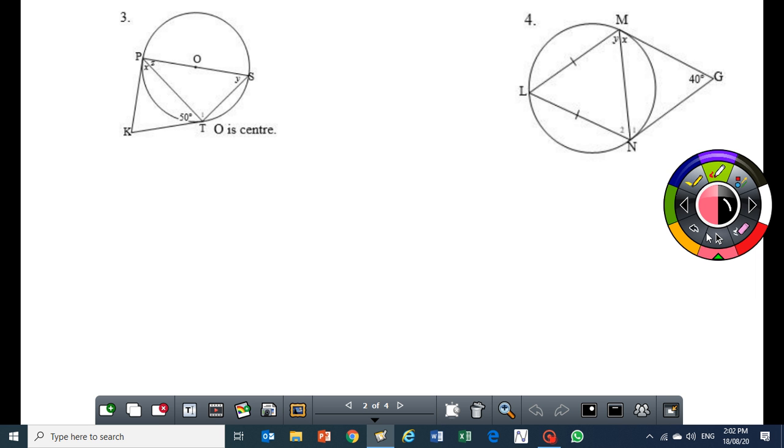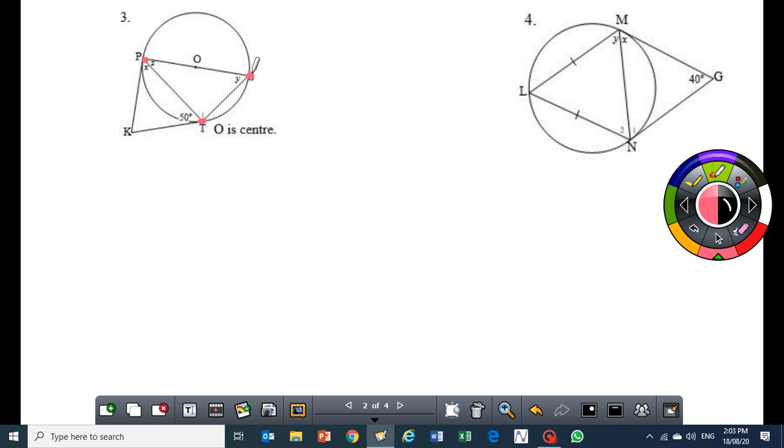Do we have a cyclic quad? No. There's no cyclic quad here. We have 1, 2, 3 vertices at the circumference. If there is no cyclic quad, forget about theorem 4, 5, and 6. Forget about them.